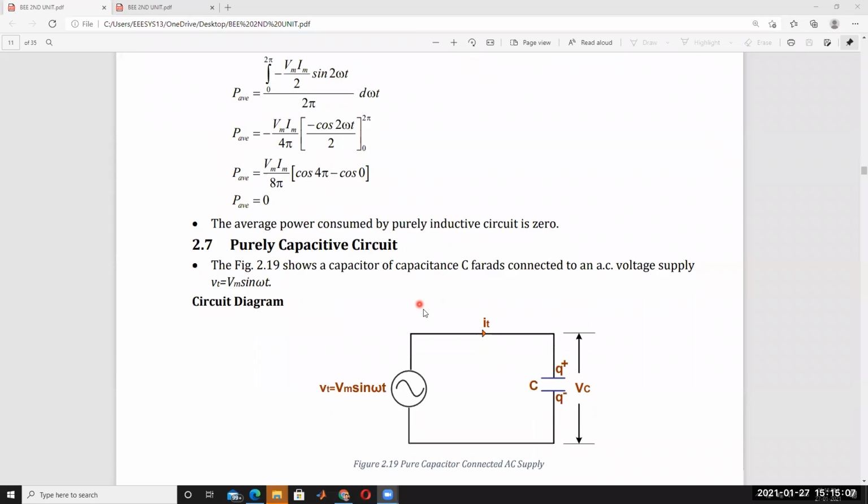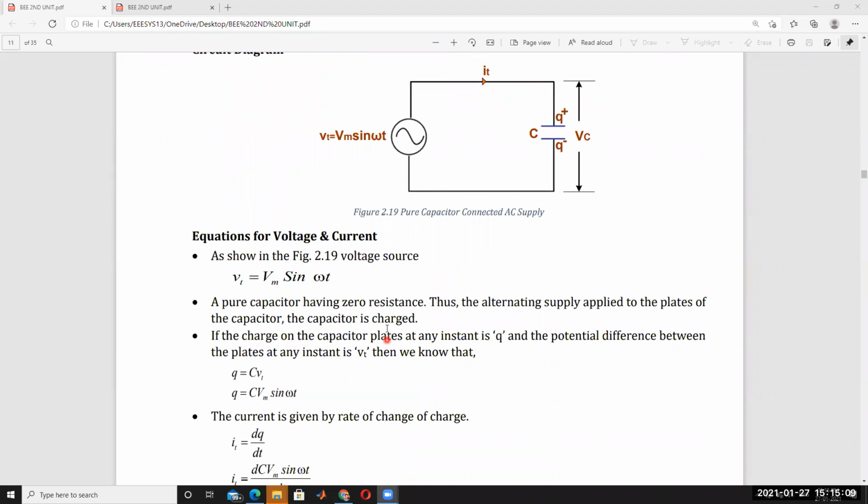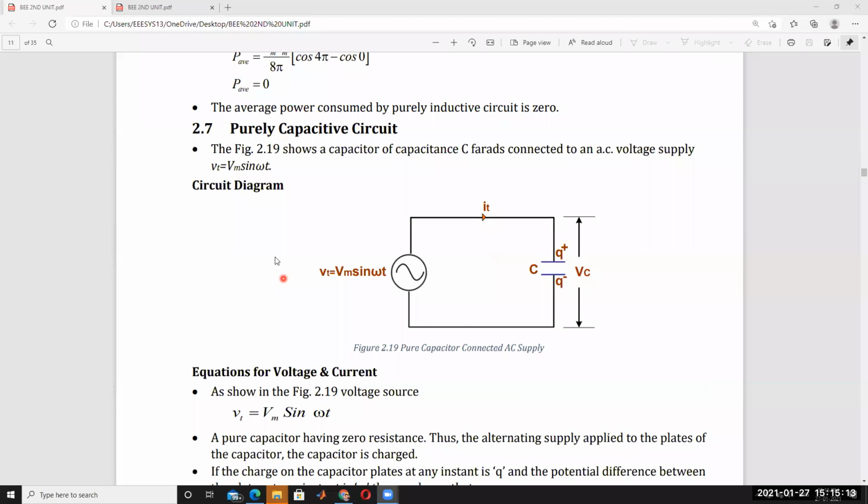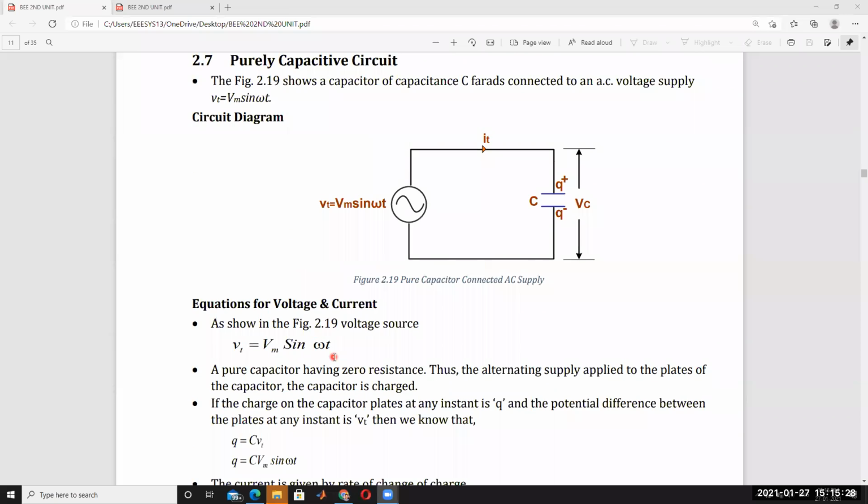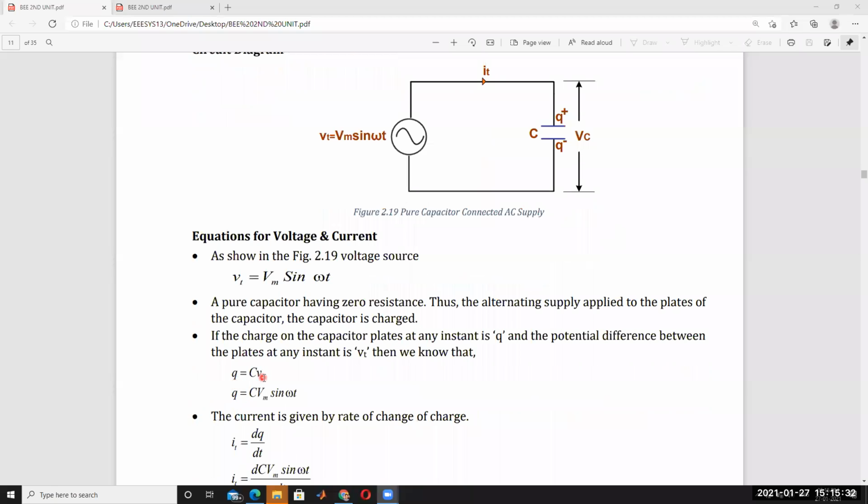Then purely capacitive circuit. Okay, so this is the purely capacitive circuit. Only the capacitor we have to take. So same voltage Vt is equal to Vm sin omega t. The voltage across the capacitor is called Vc. The charge in the capacitor is called Q is equal to C into Vt. Substitute Q is equal to C into Vt, which is nothing but Vm sin omega t.